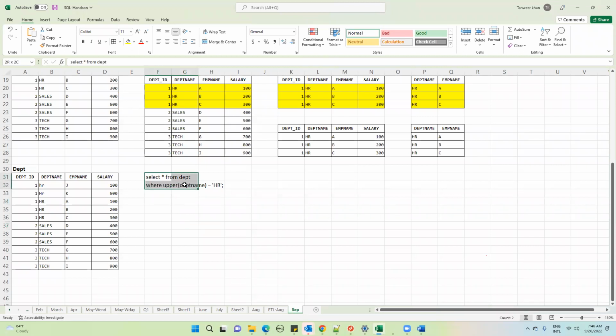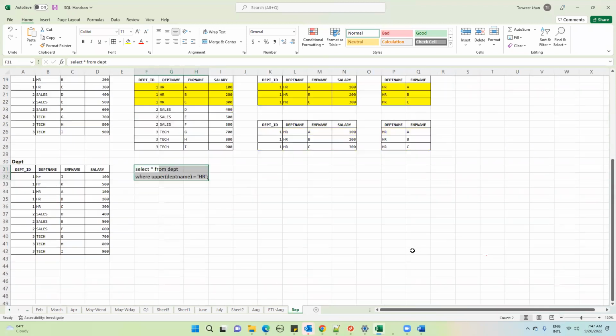Now, the question is, what is happening internally when I'm executing this query? First of all, which keyword will be executed? From, right? First of all, the FROM keyword will be executed.